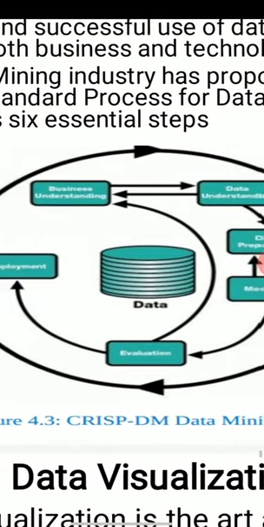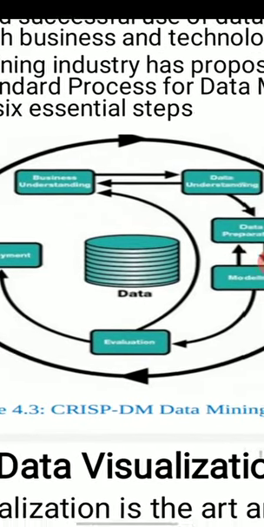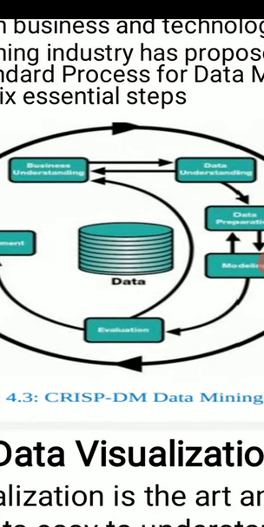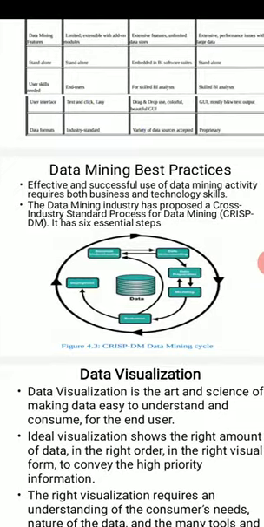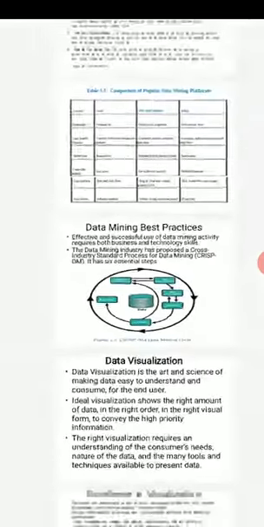If there is any data which is missing in the evaluation phase, you can always go back to business understanding. So this is your CRISP model, the most commonly used in data mining.